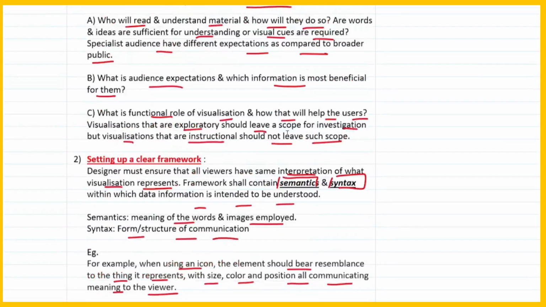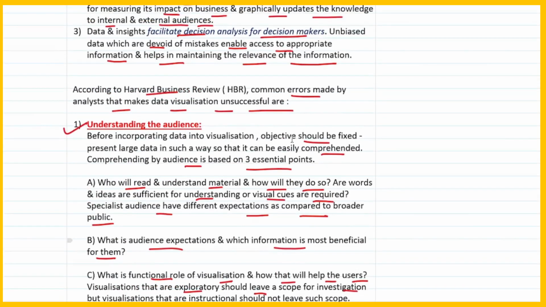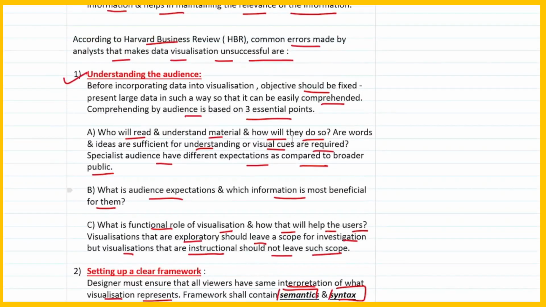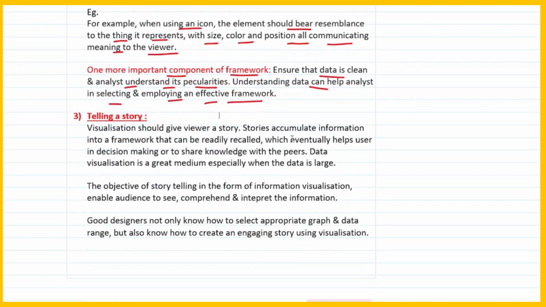Okay, finally, we have been talking about the limitations defined by HBR, that is Harvard Business Review. The first one is understanding the audience, the second one is setting up a clear framework, and the third one is simply telling a story, right? So if a data visualization is being done, it's as good as telling a story, right? So visualization should give the viewer a story, right?